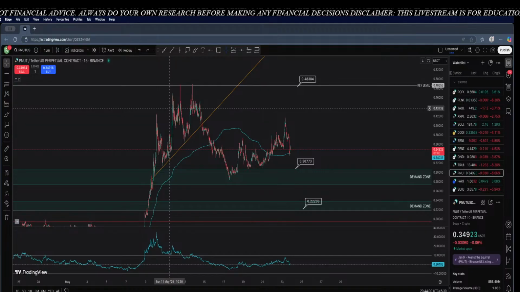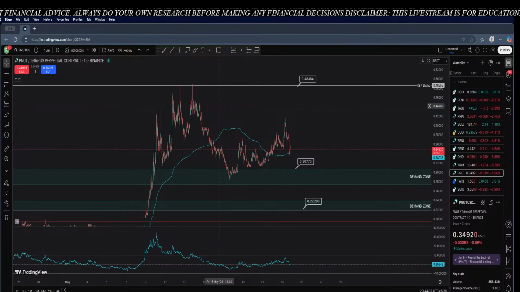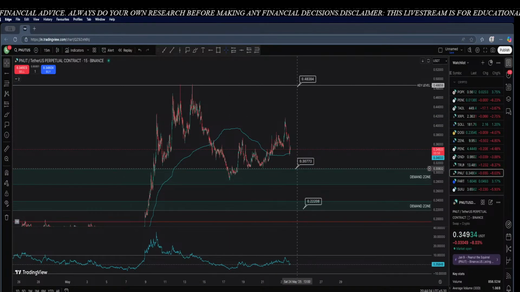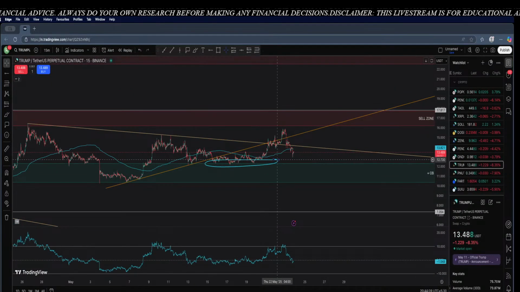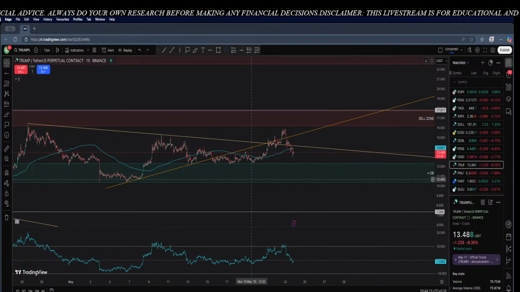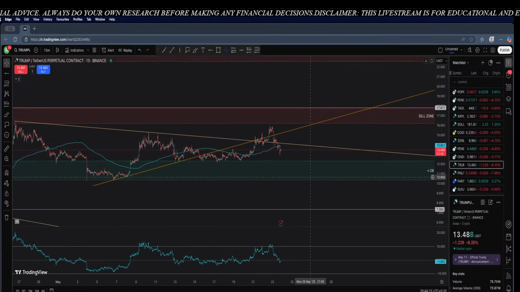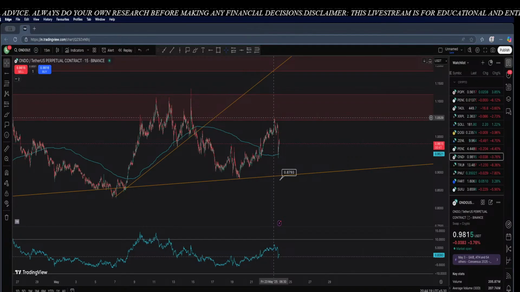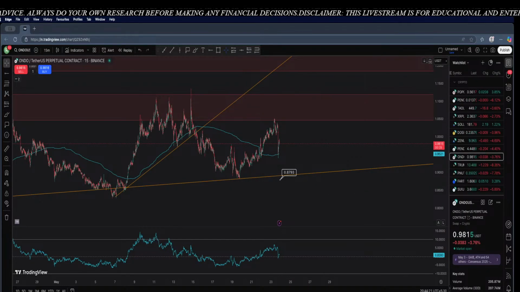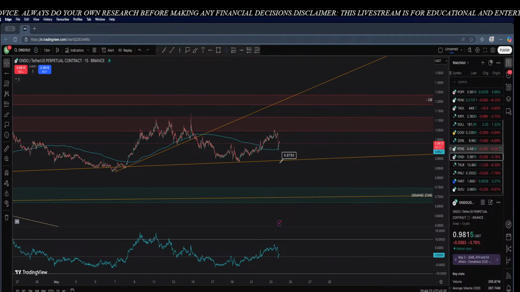Peanut. Pretty much trading sideways right now. This is going to be a support zone. Trump token. Mr. Akil Yajman's favorite token. Trump looks alright, still trading sideways. Ondo, also same thing. Tapped into my supply zone and coming down.